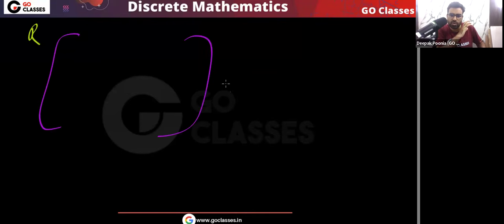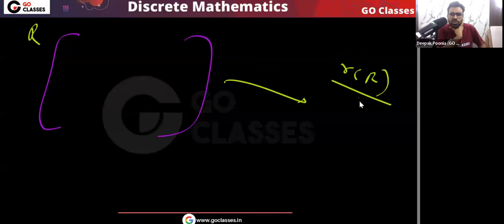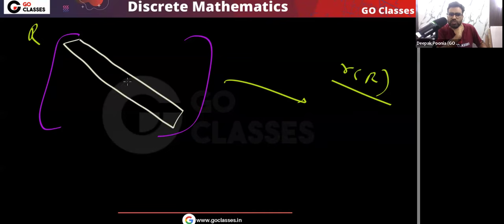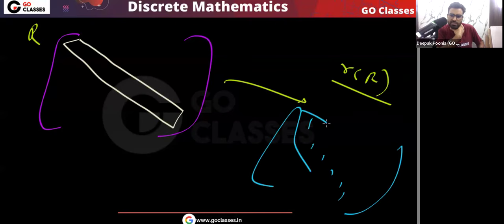Tell me one thing. If I give you the matrix representation of relation R, how to find the reflexive closure? To find the reflexive closure, you will add all the reflexive pairs, and you can see the main diagonal. These are all the reflexive pairs. So to find the reflexive closure from the matrix representation of R, what will you do? You will just make the main diagonal all ones. Yes or no? In the main diagonal, you make all the ones.